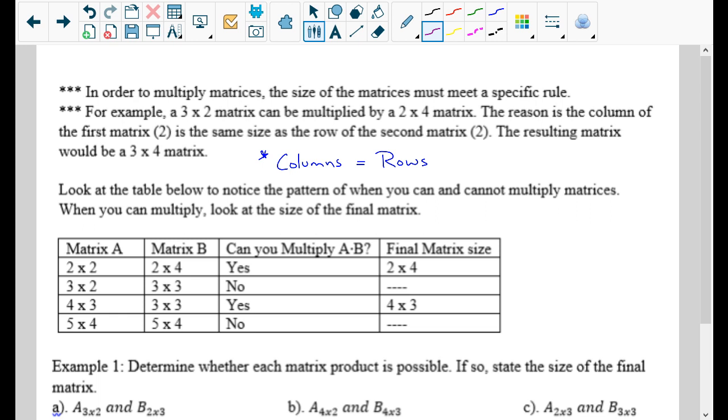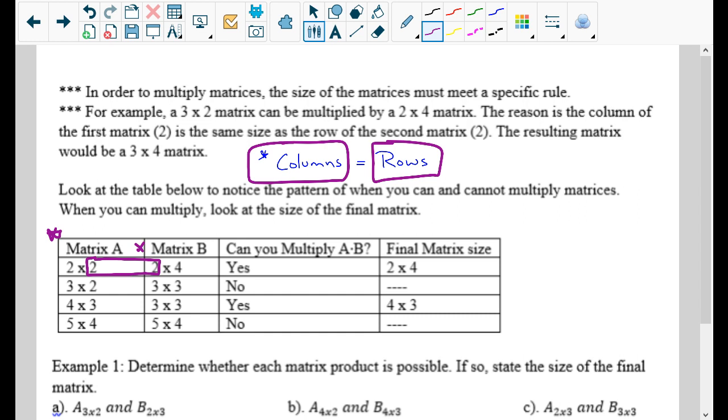So remember, each matrix is given as two numbers. It has columns and rows. Now, when we multiply matrices, here's the thing. The columns have to equal the rows. So looking here at this chart, we have matrix A times matrix B. Can I multiply these two together? Again, the columns in the first have to match the rows of the second. So when I put those numbers side by side, if these two numbers next to each other are the same, I can multiply.